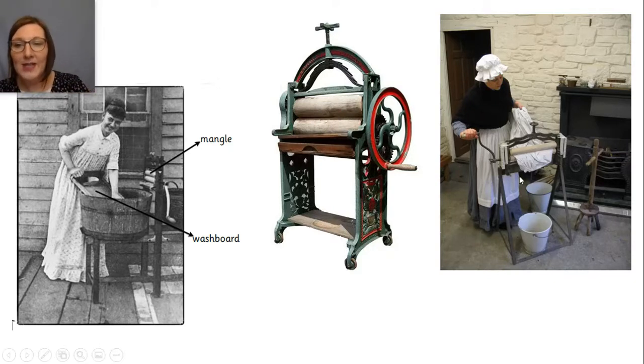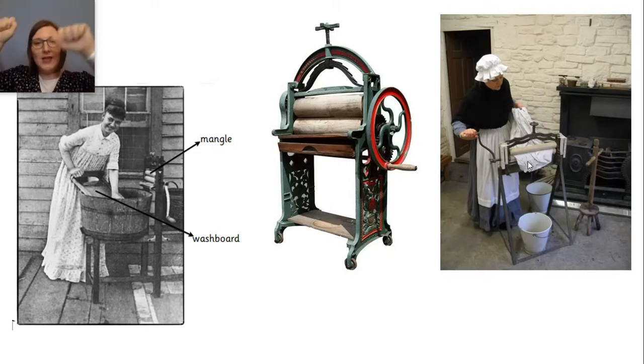So you see what this lady's doing here? She's rolling her clothes through the mangle. And what that does is as it rolls through those big two rollers there, the rollers squeeze the last part of the water out. And then they give them a good shake and hang them on the washing line.